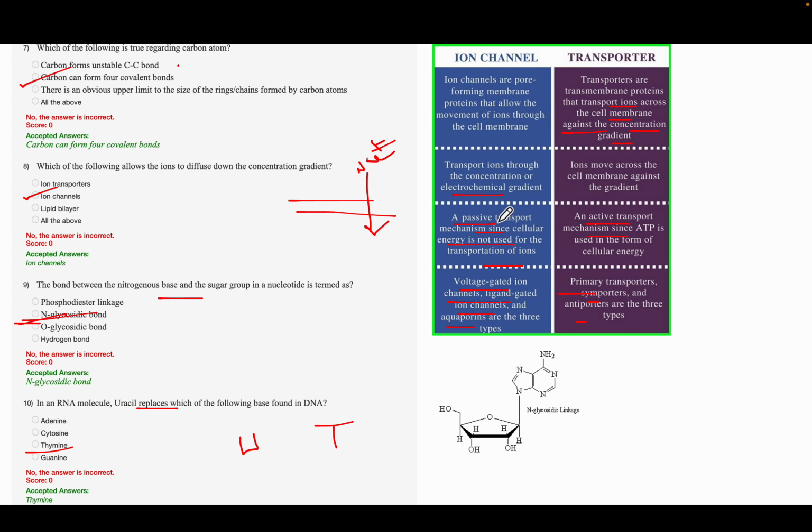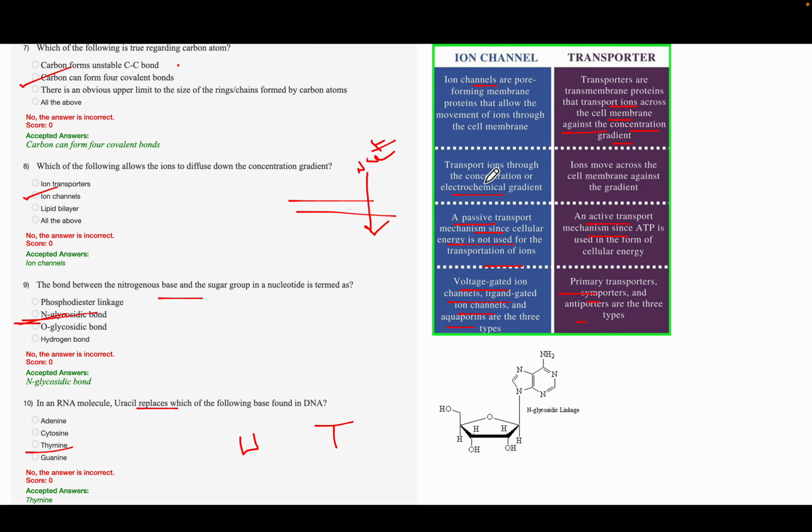Regarding ion channels and transporters, the main thing is that a channel is a passive transporter. These are basically pore-forming membrane proteins that allow the movement of ions through the cell membrane. And transporters are transmembrane proteins that transport ions across the cell membrane against the concentration gradient.